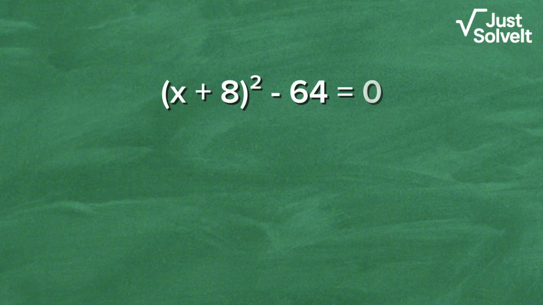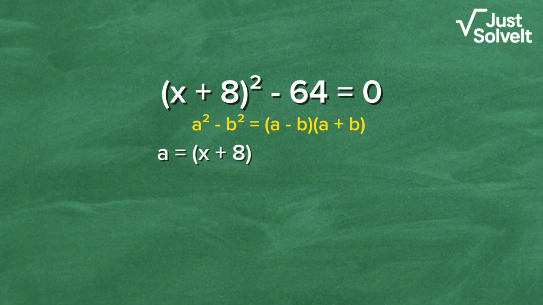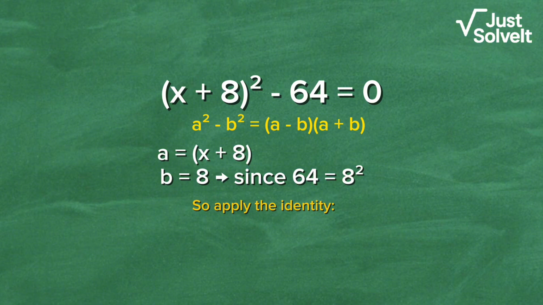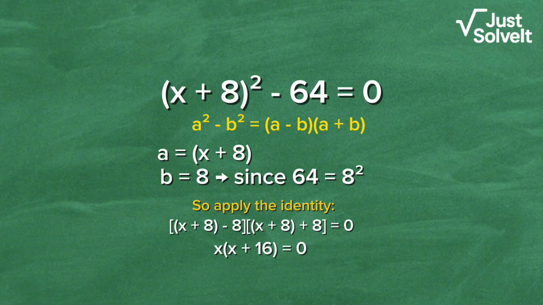Step 1. Bring 64 to the left side. (x + 8)² − 64 = 0. Now notice, this is in the form a² − b² = (a − b)(a + b), where a = x + 8, b = 8. Since 64 equals 8², apply the identity: (x + 8 − 8)(x + 8 + 8) = 0. That becomes x(x + 16) = 0.